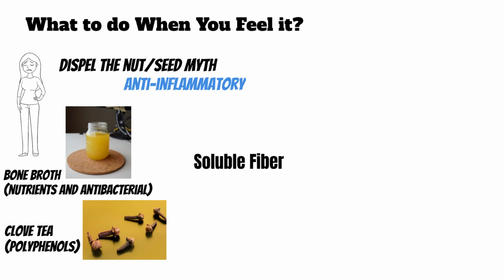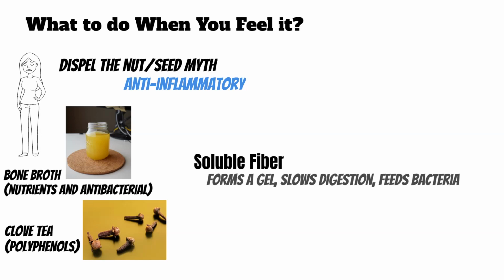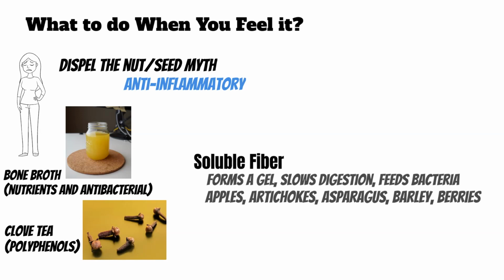Then you can slowly start to add some fiber to the diet. You can start off with soluble fiber, which forms a gel. It slows digestion and feeds the bacteria. So things like apples, artichokes, barley, berries. And then as the days go on, you can throw in insoluble fibers. They absorb the water, help move food and waste along, and prevent constipation. And then we do things to optimize the actual gut.